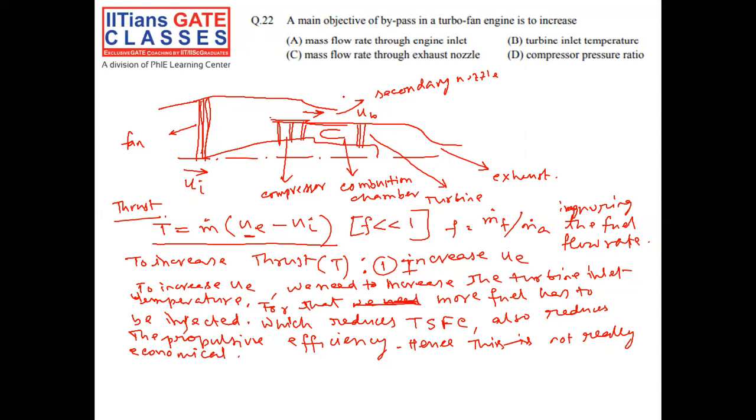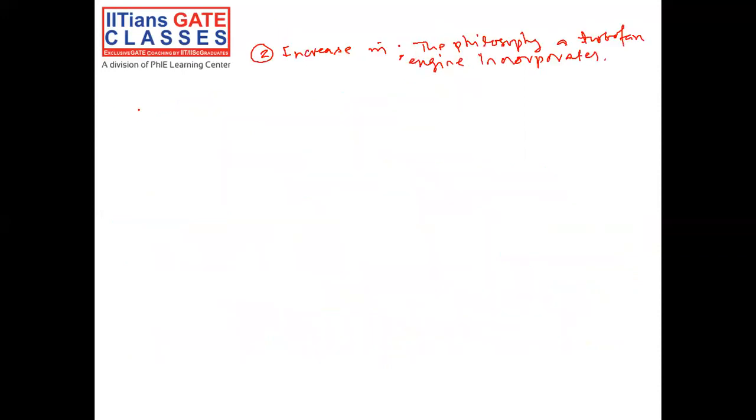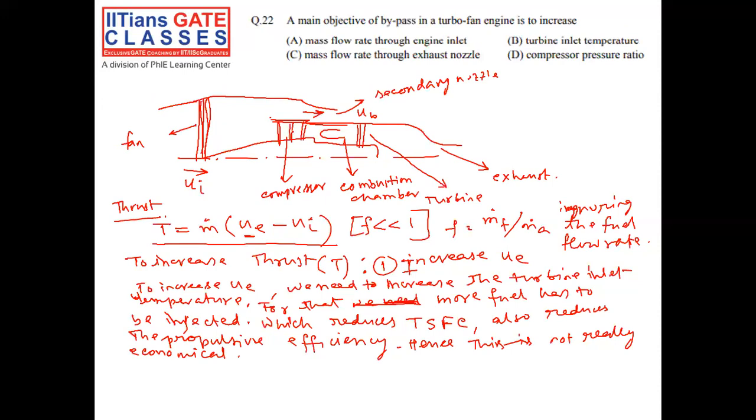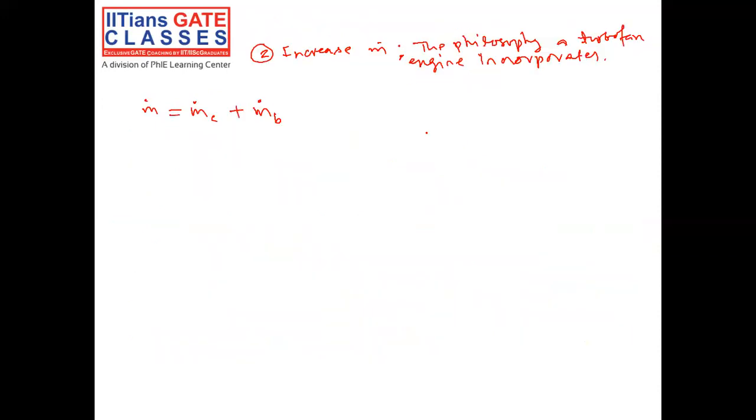So this m dot, which is the mass flow rate of the air being sucked by the fan, is the summation of m dot core, the mass flow rate of the air passing through the core engine, and the mass flow rate of the air passing through the bypass nozzle, right? So in a turbofan, the thrust is produced by both nozzles. One is the secondary nozzle, the other is the exhaust nozzle.